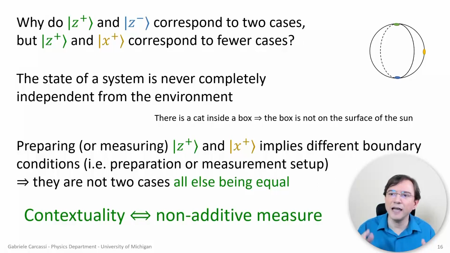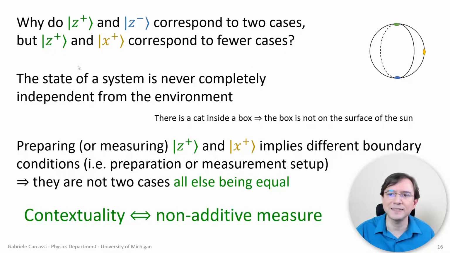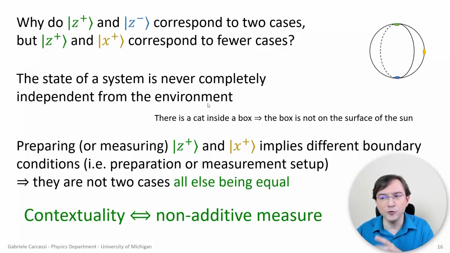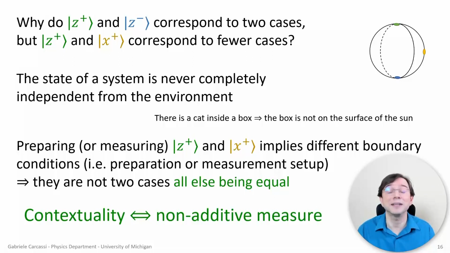And so what we really have to show is why spin up and spin down correspond to two cases, but spin up and spin right correspond to fewer than two cases. What does that mean anyway? So the insight here is that the state of a system is never completely independent from the environment. So you need a specific environment to have a specific state. Therefore, when I tell you something about the state, I'm telling you something about the environment.